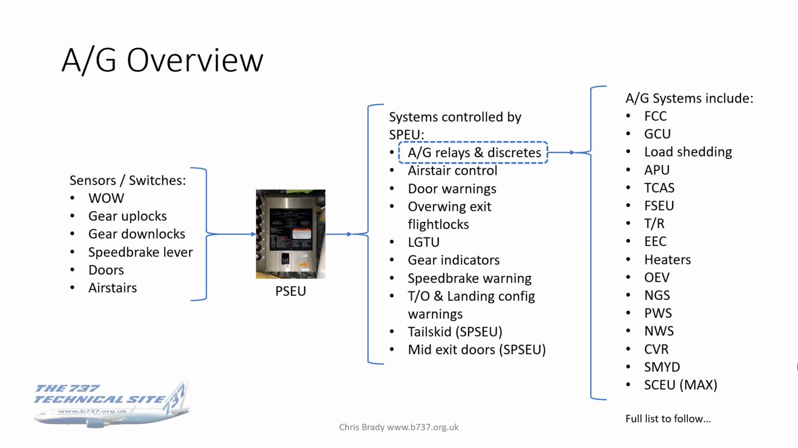So the systems which use air-ground are, and again, this is not an exhaustive list, things like the flight control computer, the GCU, load shedding functions, APU, TCAS, flaps flight electronic unit, thrust reversers, EC, heaters, all kinds of heaters like drain masters, amongst other things. The overflow overboard exhaust valve, nitrogen generation system, predictive wind shear, nose wheel steering, CVR, the SMID and the SCEU on the Max. Full list to follow, I've said. You will get the full list.